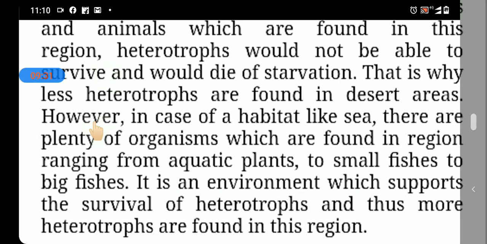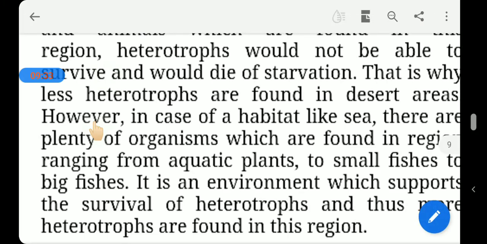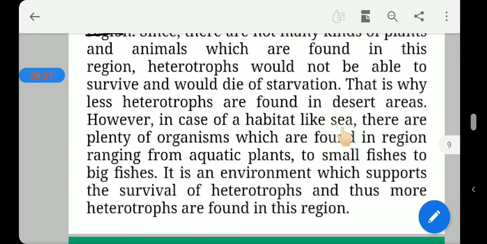However, on the other hand, in the case of habitats like a sea, there are plenty of organisms found in the region, ranging from aquatic plants to small fishes to big fishes. It is an environment which supports the survival of heterotrophs, and thus more heterotrophs are found in this region.